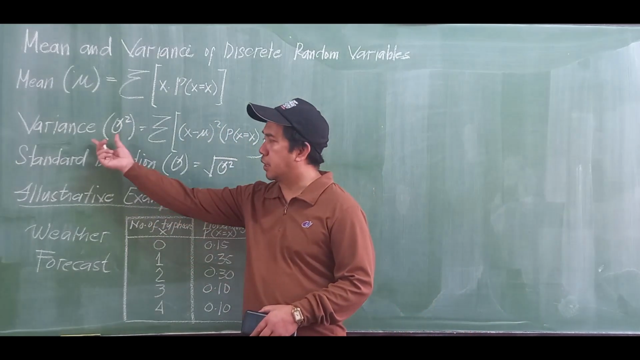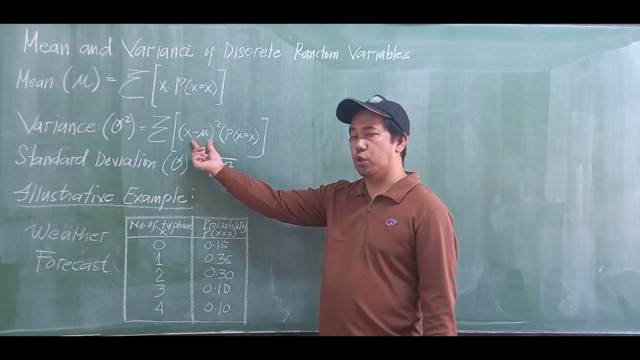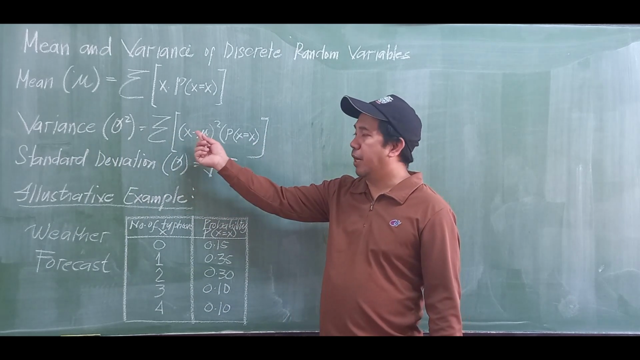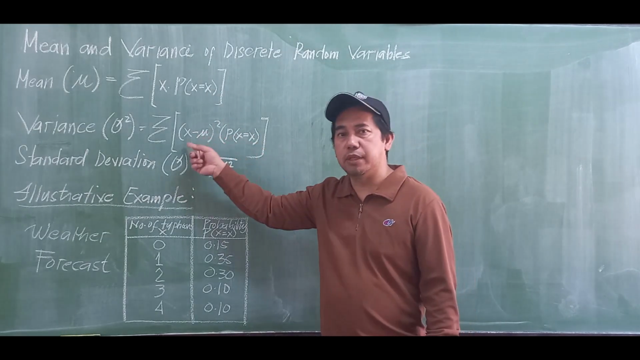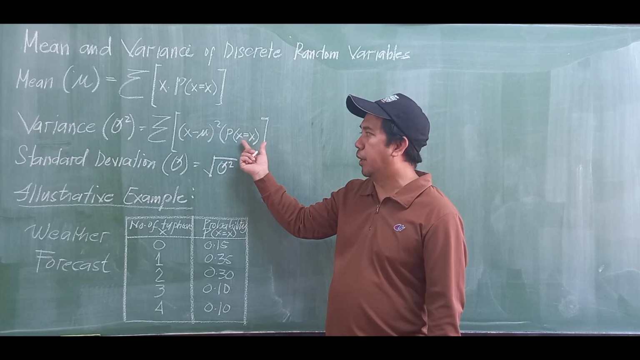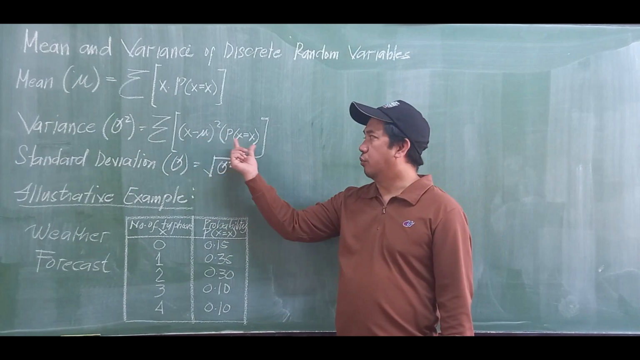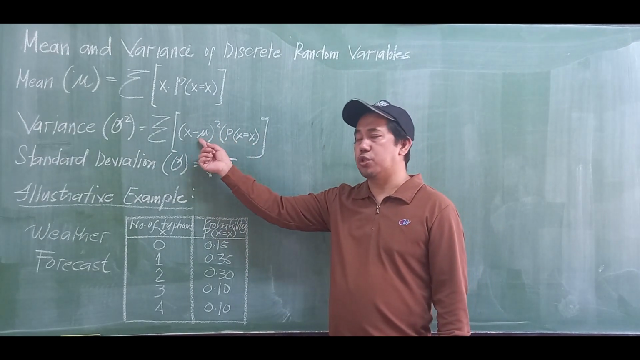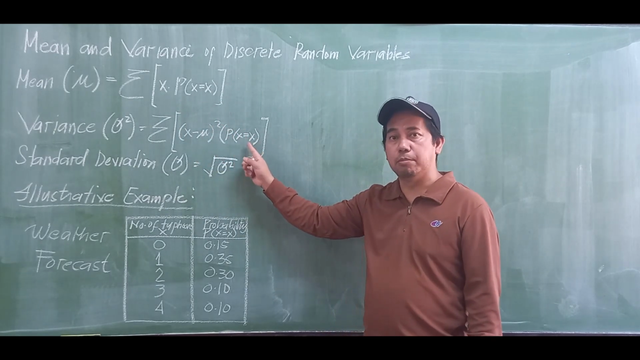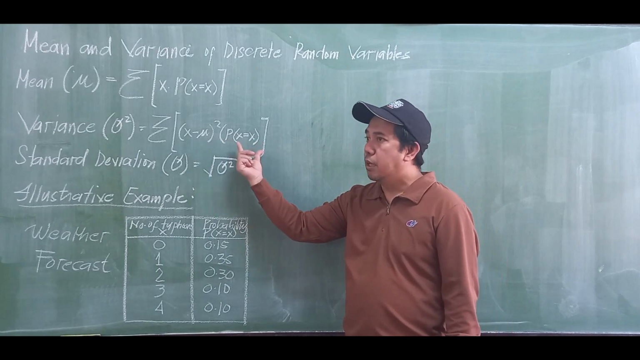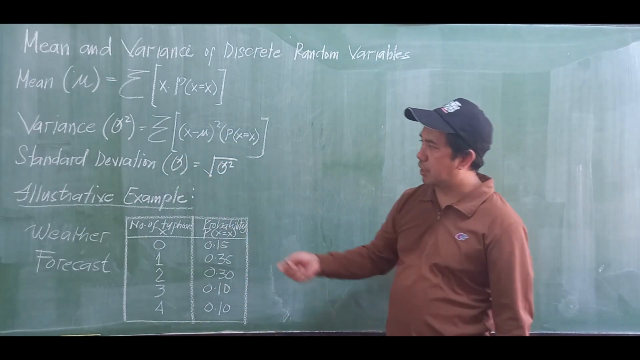And what about the variance? The variance is the summation of the difference of the individual variable minus the computed mean, raised to the second power, multiplied by its corresponding probability or weights. So we add them all: the summation of x minus mu, which is the mean, raised to the second power, multiplied by its corresponding probability. Because we have a lot of these products, we get the summation.